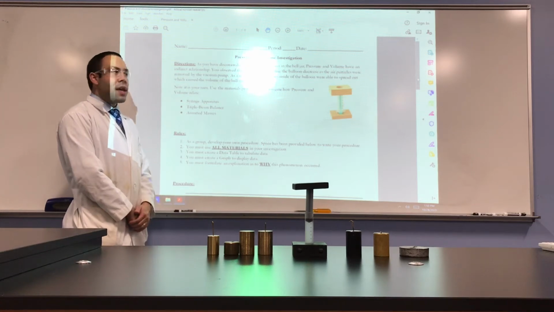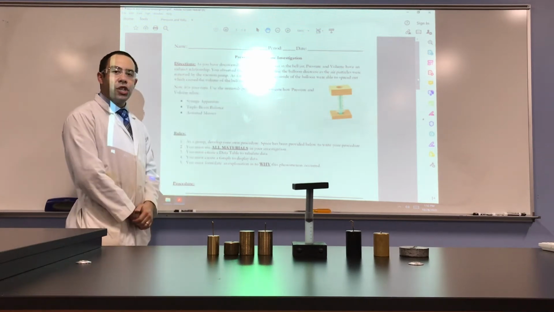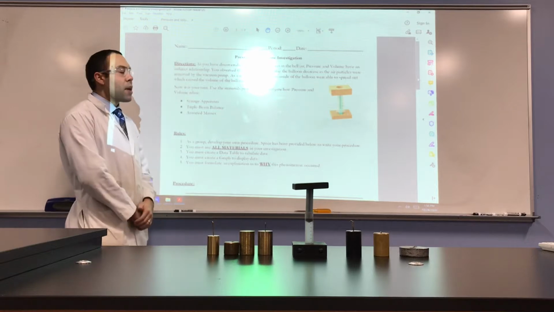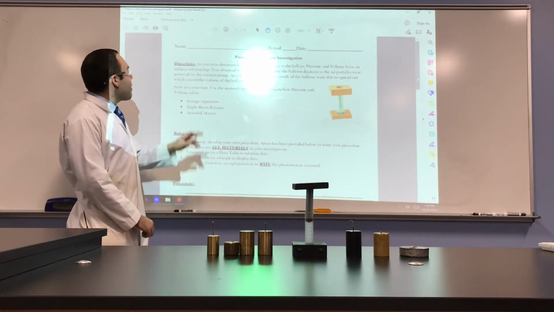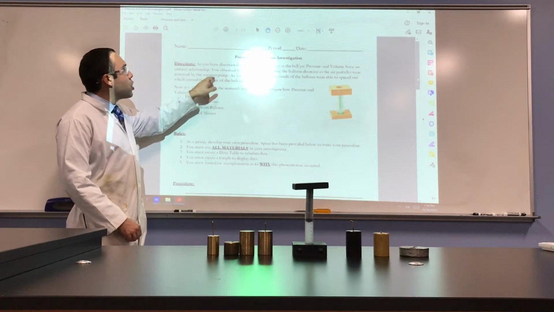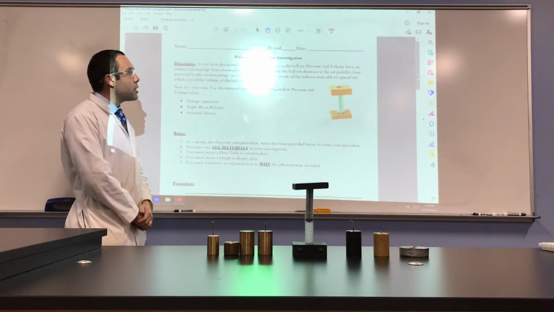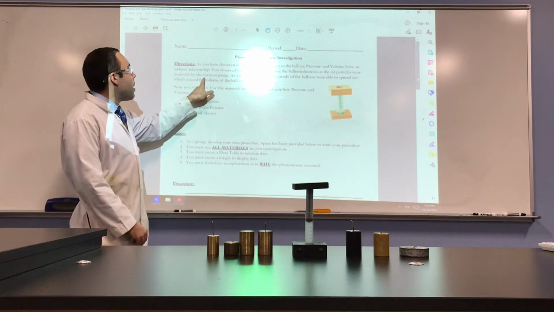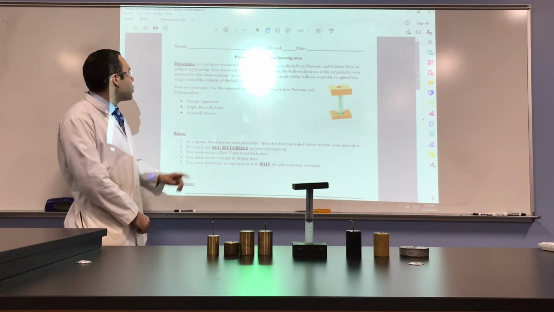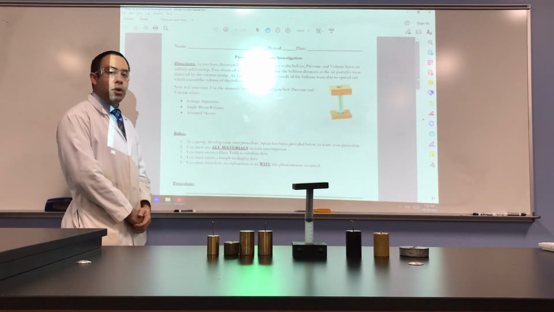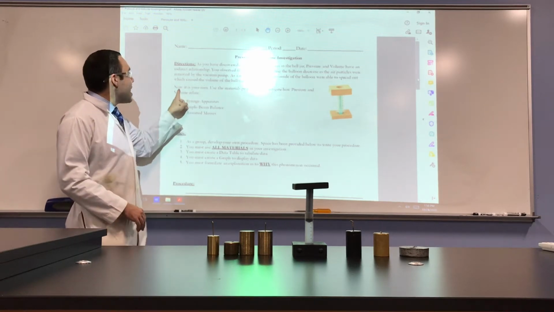Today we'll be performing the pressure and volume investigation. The directions. As you've discovered, with the balloon in the bell jar, pressure and volume have an indirect relationship. You observe the pressure surrounding the balloon decreases as air particles were removed by the vacuum pump. As a result, the air particles inside of the balloon were able to spread out, which caused the volume of the balloon to increase. Now it is your turn.